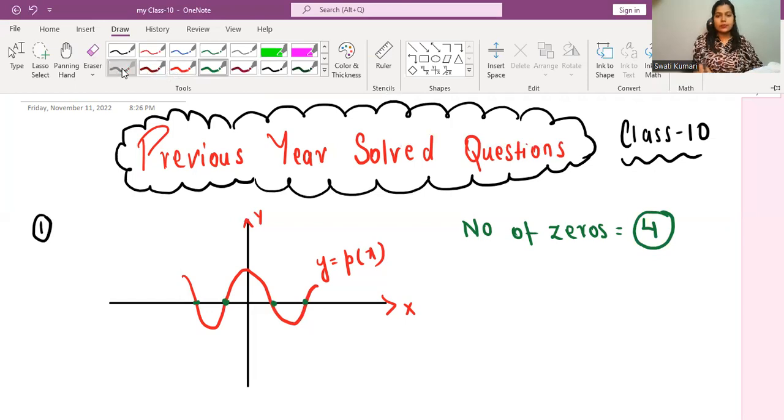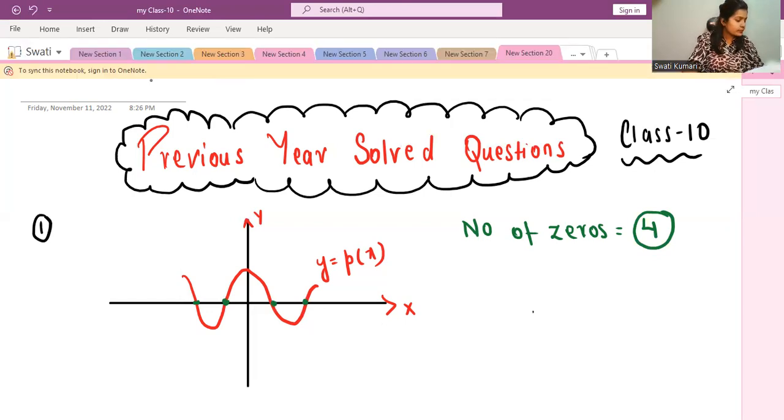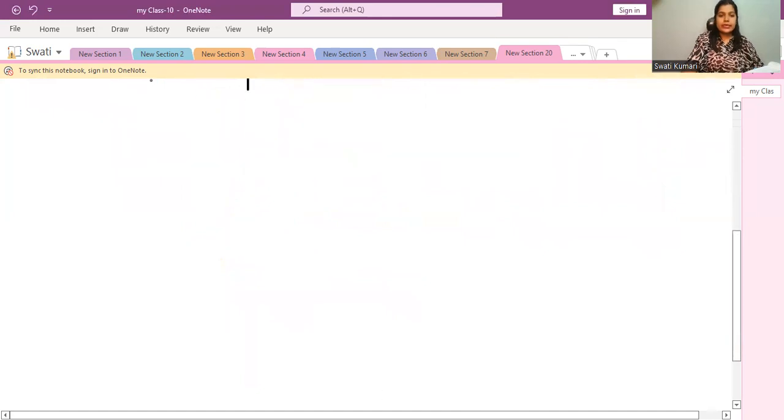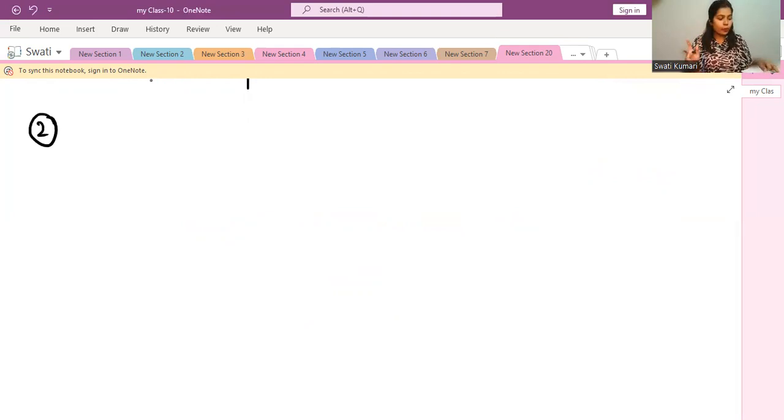Let's go to the next question. In the next question, let me write down the question for you in short. The question says, if the midpoint of the line segment joining the two points P and Q, and the coordinates of P and Q are given as P(6, b minus 2) and Q(minus 2, 4), is (2, minus 3), find the value of b.